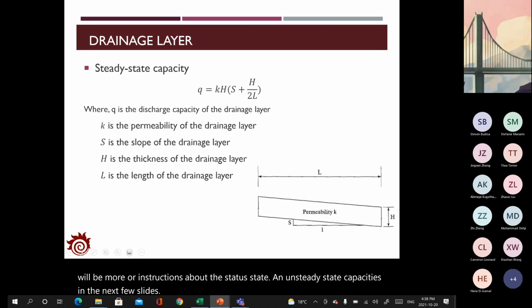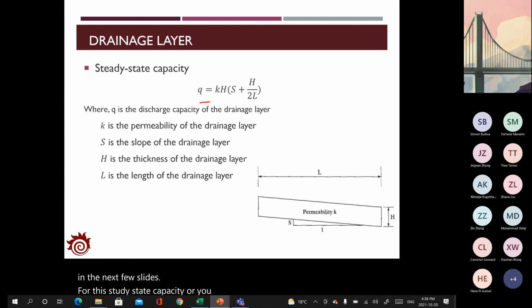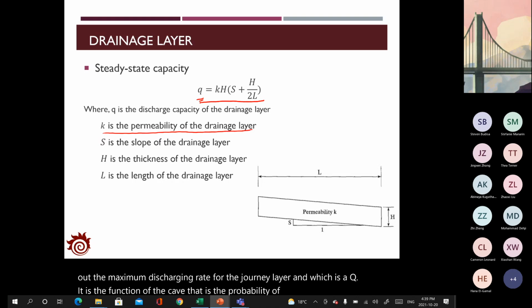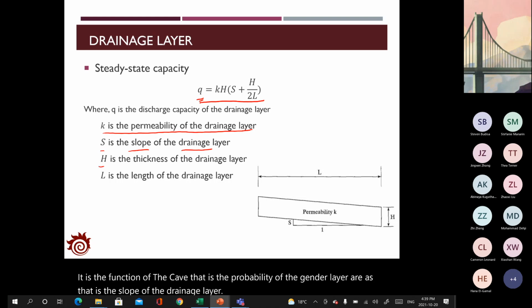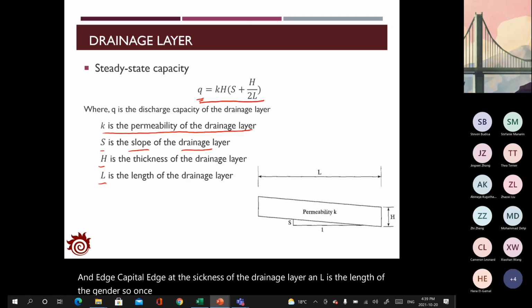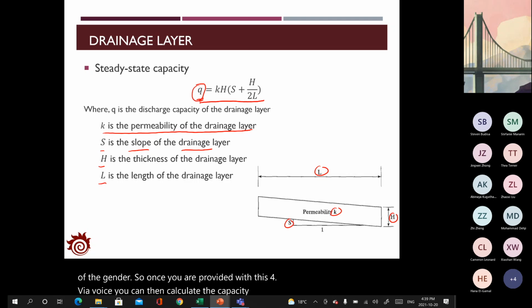For the steady state capacity, you can recall this equation to find the maximum discharging rate for the drainage layer, which is Q. It is a function of K, the permeability of the drainage layer, S, the slope of the drainage layer, H, the thickness of the drainage layer, and L, the length of the drainage layer. Once you are provided with these four variables, you can calculate the steady state capacity of one drainage layer.